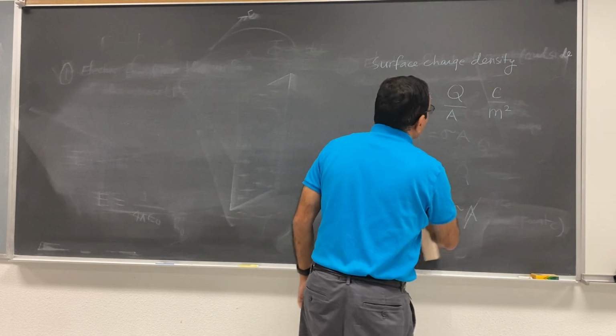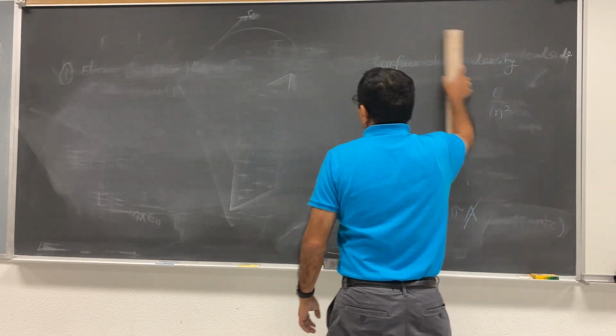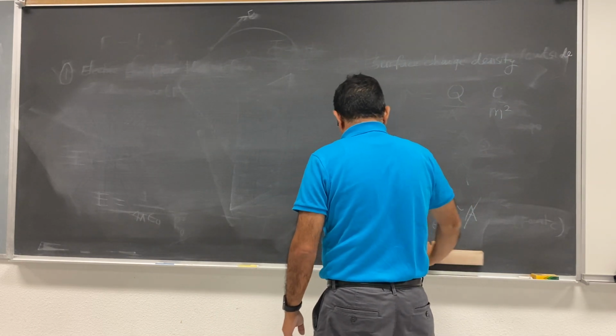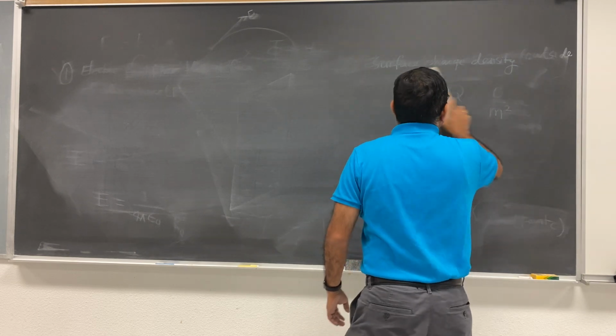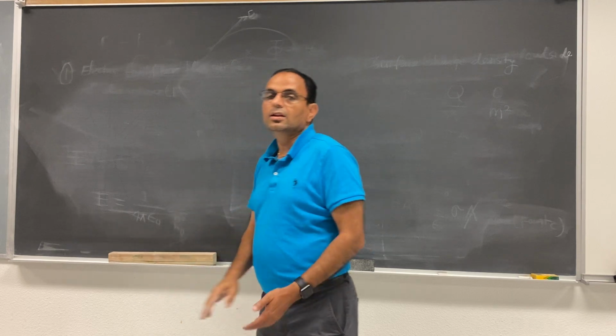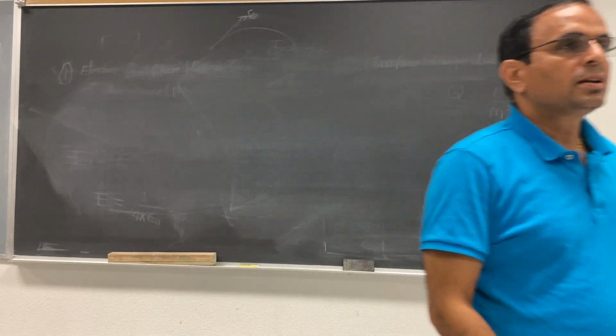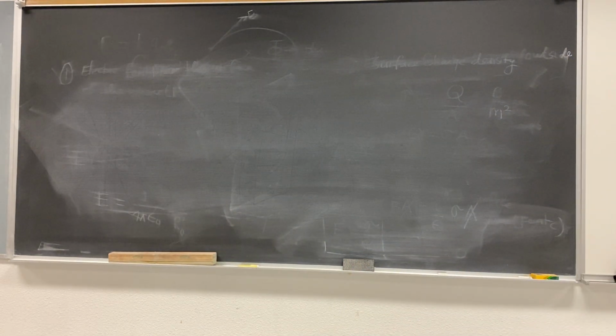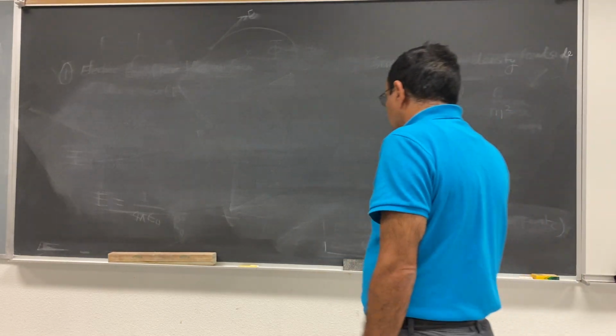Chapter 16 is done. We have to start chapter 17. Chapter 17 is basically about the electric potential. So let us talk about that electric potential. Before starting electric potential, you need to know what gravitational potential is. You need to know what a conservative force is, and what a non-conservative force is.